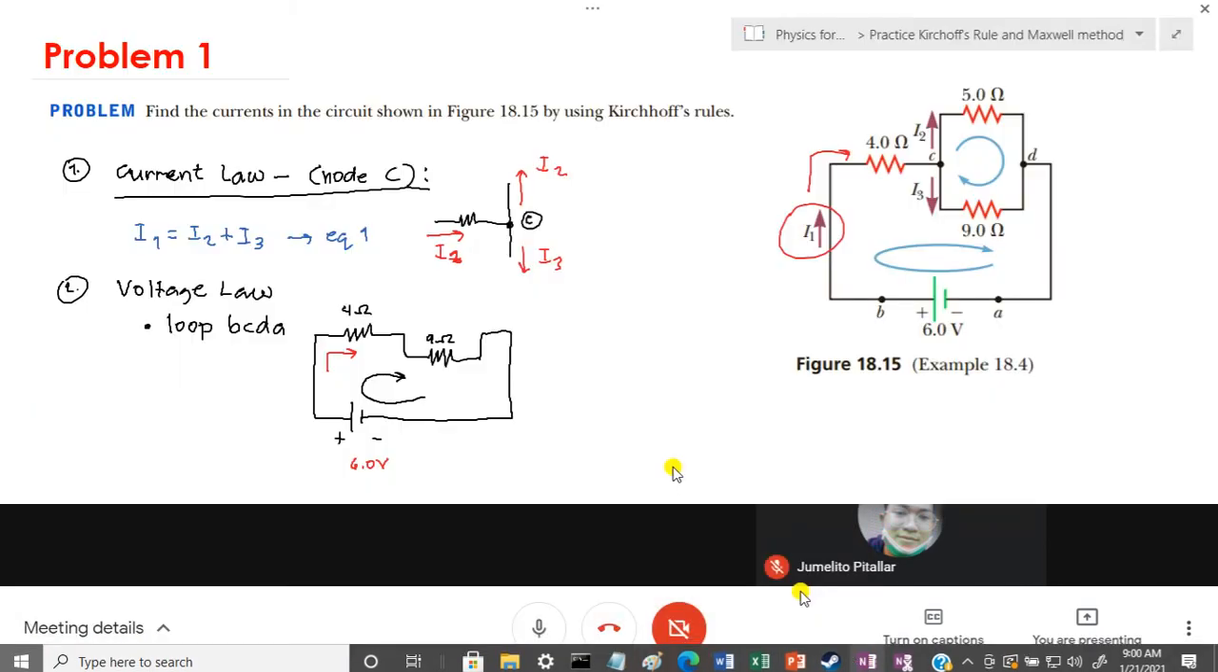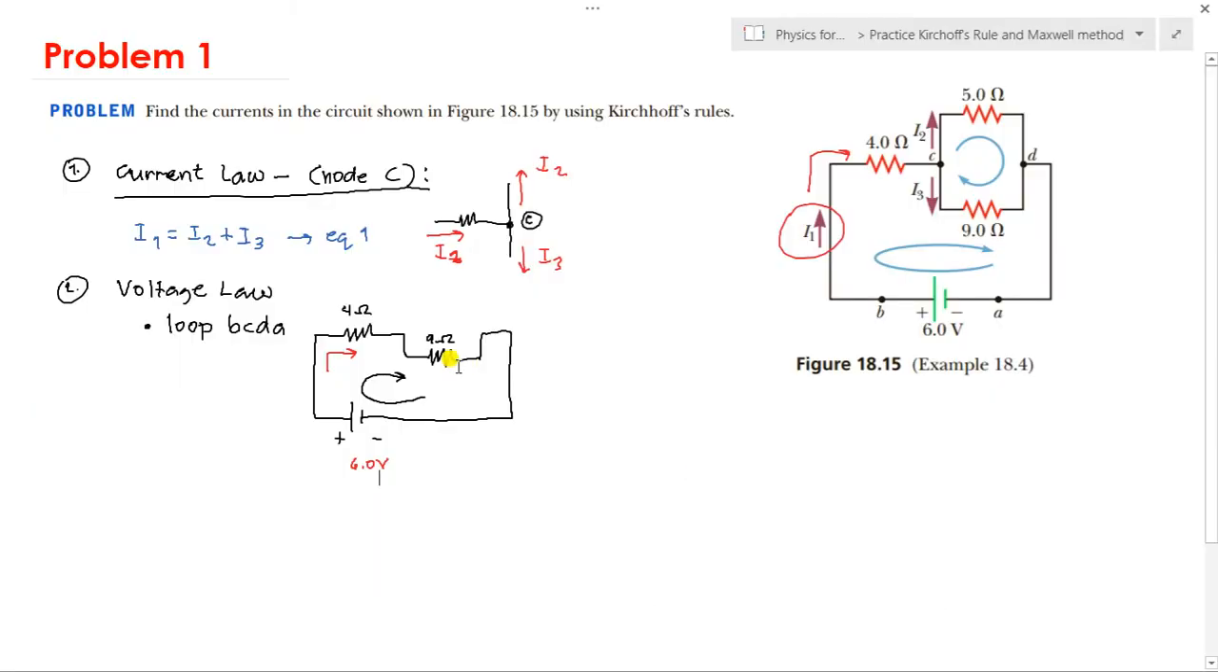Okay, so I1. I1 passes through the 4 ohm resistor. So we put I1 here. And for the 9 ohm resistor, what passes through it? I3, right? Based on our diagram here, I3 passes through it. So we have here I3.